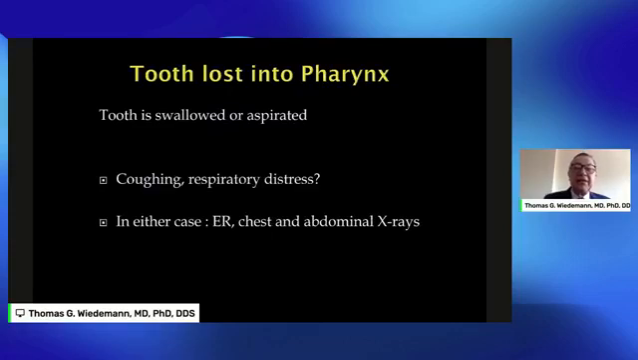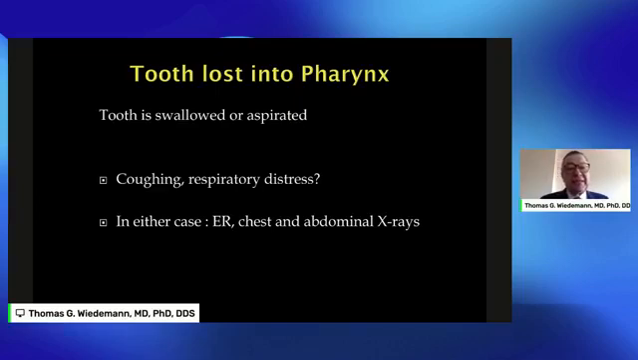Another scenario is the tooth is out and then slips out of the forceps. The patient swallows or aspirates it, but at least at that moment, we only see that the tooth is lost in the pharynx. So what do we do next? Of course, we observe the patient. Is there coughing? Is there respiratory distress? Yes or no?